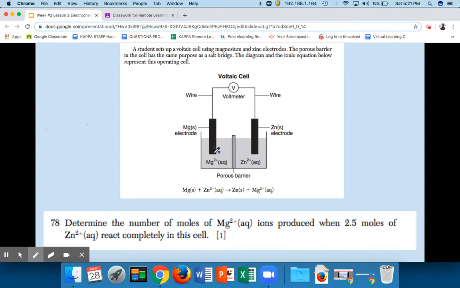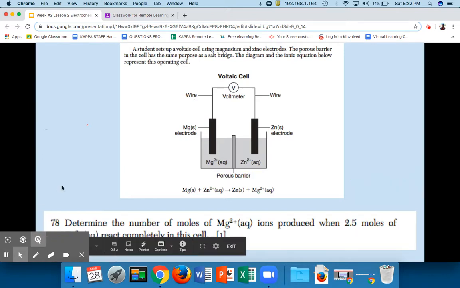We have Mg being produced and zinc is being reacted with. So it's just like the electron question before. If there are 2.5 moles of zinc reacting, that means that there must be 2.5 moles of Mg being produced. So your answer would be 2.5 moles. Moles is a unit of measurement, which we will cover in a later unit. So number of electrons lost equals number of electrons gained. Number of moles used equals number of moles produced. Okay, next question.